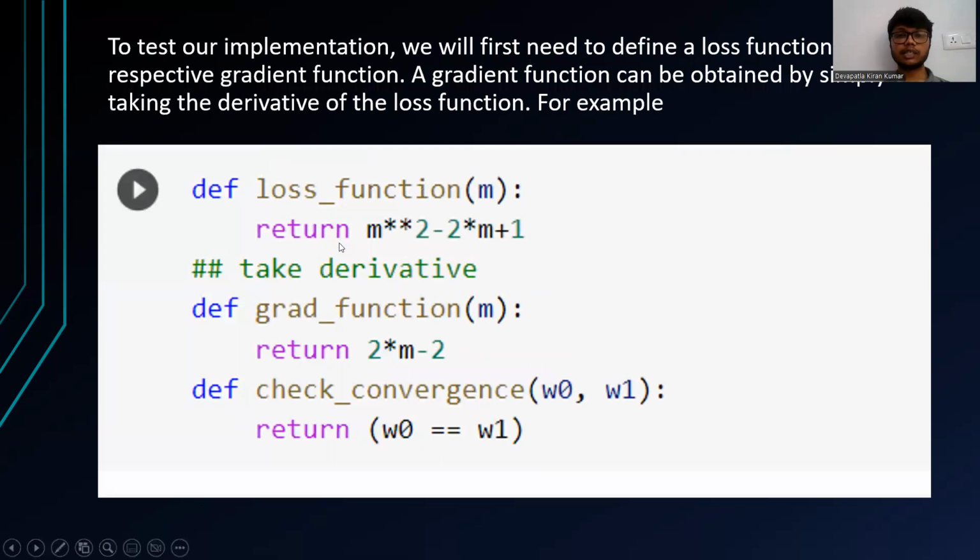To test our implementation, we'll first need to define a loss function and its respective gradient function. A gradient function can be obtained by simply taking the derivative of the loss function. For example, let's look at the code given below. Here, the gradient function has been obtained by simply taking the derivative of the loss function.